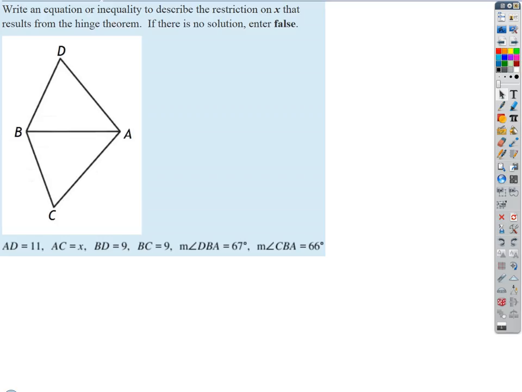So we said something about the Hinge theorem. We said that if we have two triangles that have two congruent sides, then we can make a comparison between the third sides based on the included angle, right? So let's find the two sides here based on this information that are congruent. So what do we know? AD equals 11, AC equals X, so we probably can't say anything about those, right? But BD equals 9, so the length of that segment is 9. The length of BC is 9. So those are congruent, right?